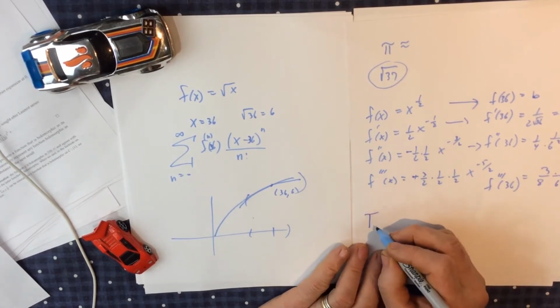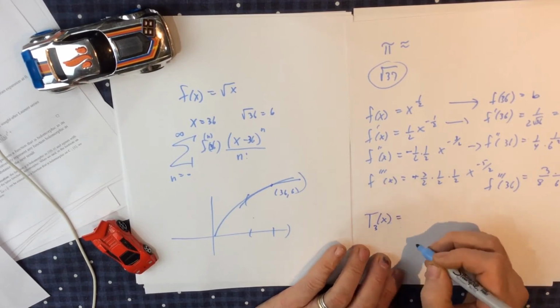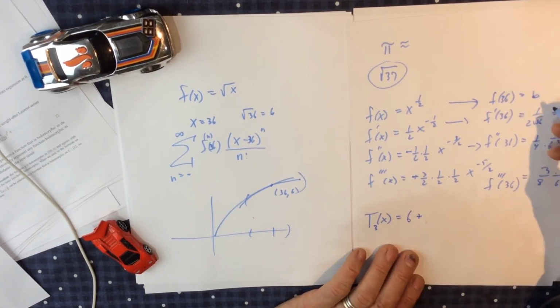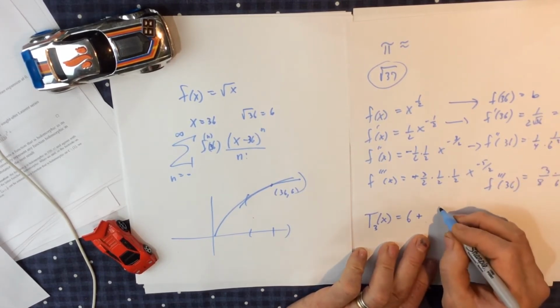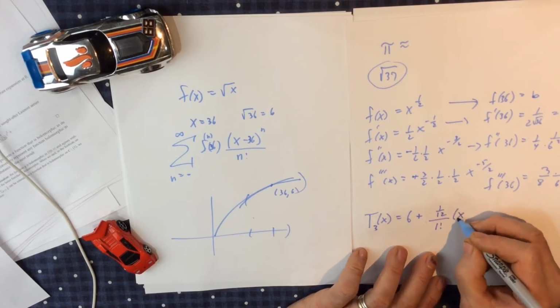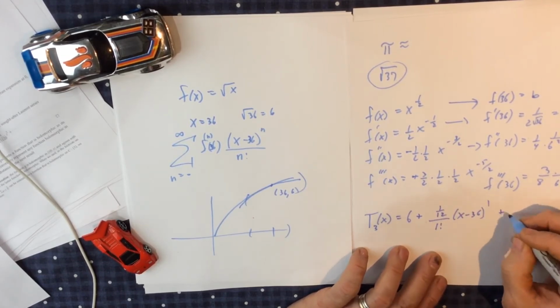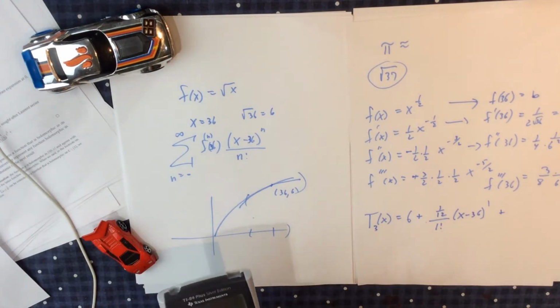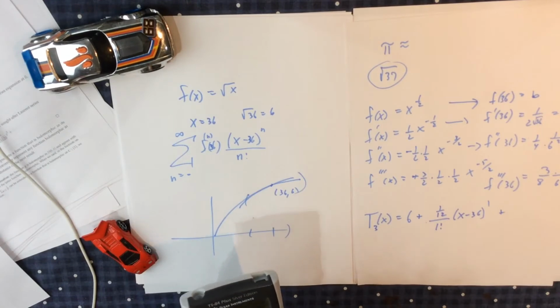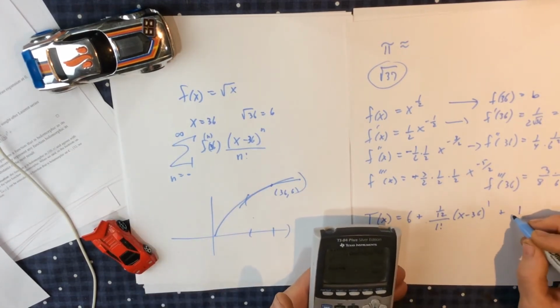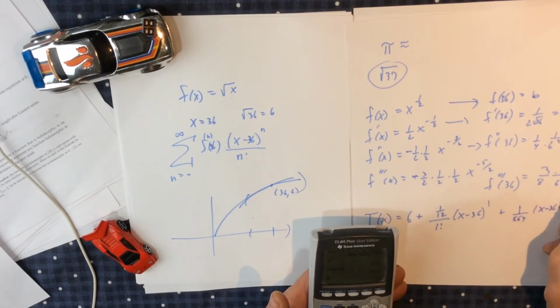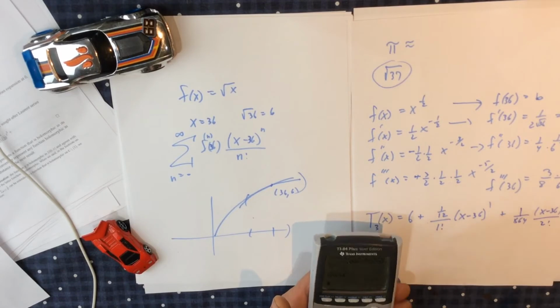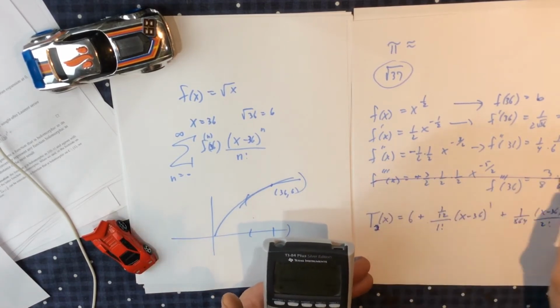So here we go. T3 is 6 plus, that's the first one, 1/12 over 1 factorial times (x minus 36) to the first, plus, let's see, what is 6 cubed? 216 times 4 is 864, so 1 over 864 times (x minus 36) squared over 2 factorial. Let's just stop there. This is getting kind of crazy.